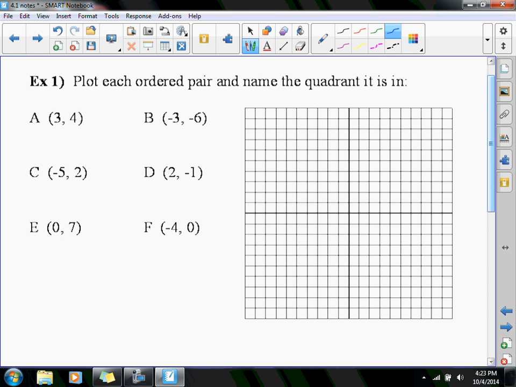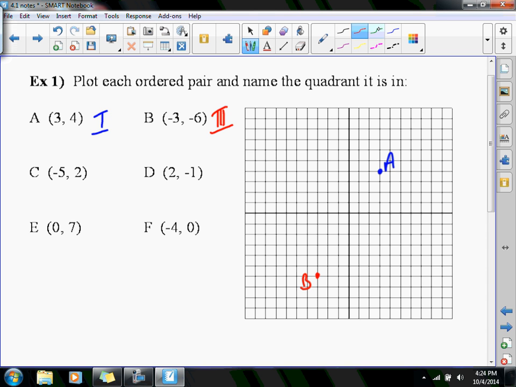So this ordered pair is labeled A, (3, 4). So I start at my origin, I start at (0, 0). My first value tells me to move 3 to the right. My second value tells me to move 4 up. So there's my ordered pair A. And that is going to be in the first quadrant. B, (-3, -6), again, I start at (0, 0), and I go -3, so that's to the left, and then -6, that's going to be down right there. And there's my ordered pair B. And it is going to be in the third quadrant.